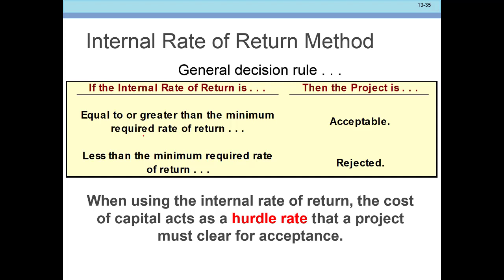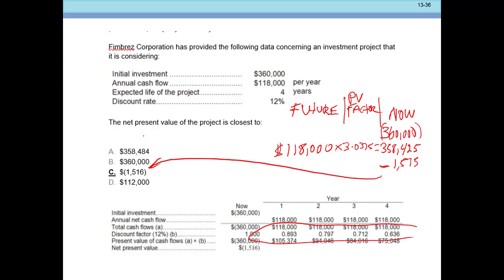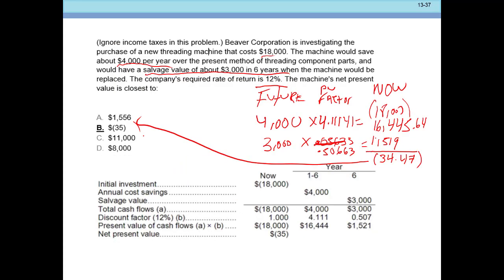Did we hurdle it? No, we tripped over it, didn't we? Okay, and so we'd reject that project. Our hurdle rate is 12%, internal rate of return is 13%. We would accept that project, right? Okay, now how will we come up with the internal rate of return?